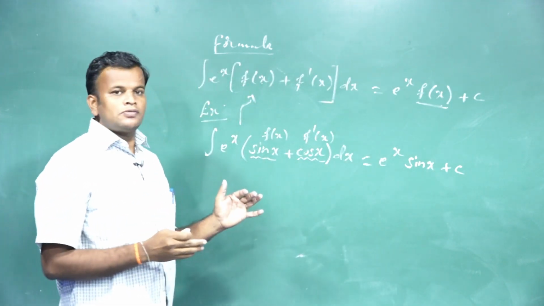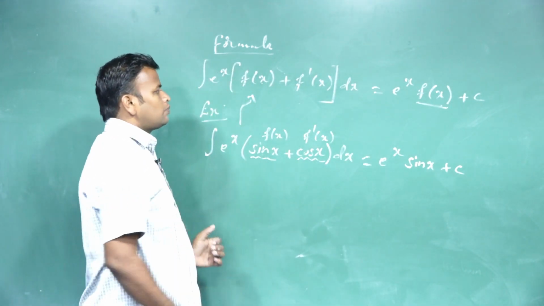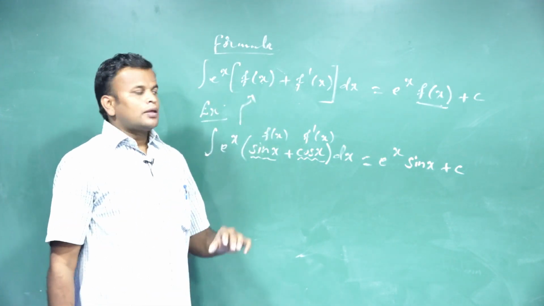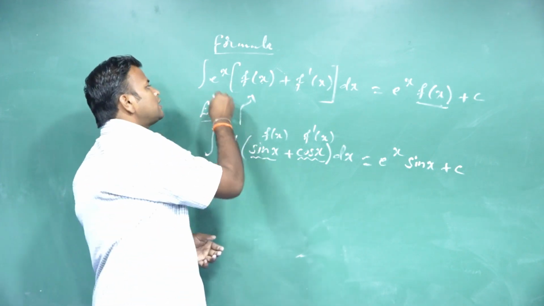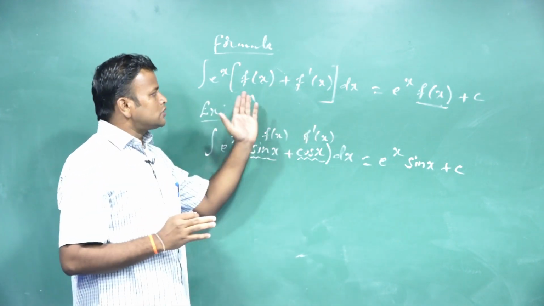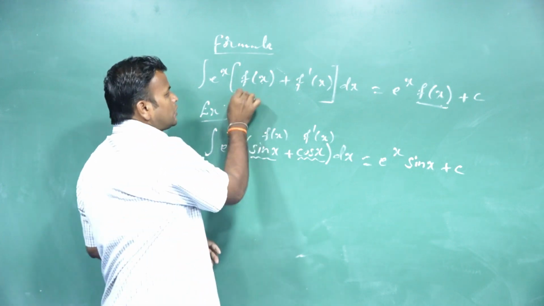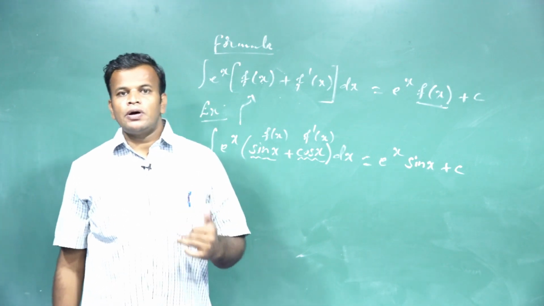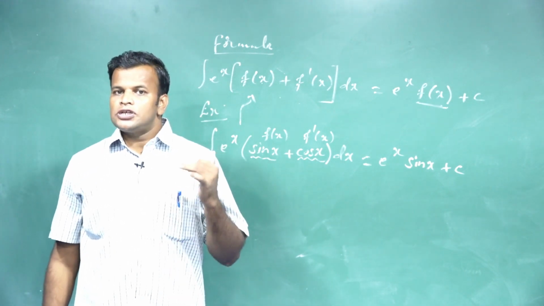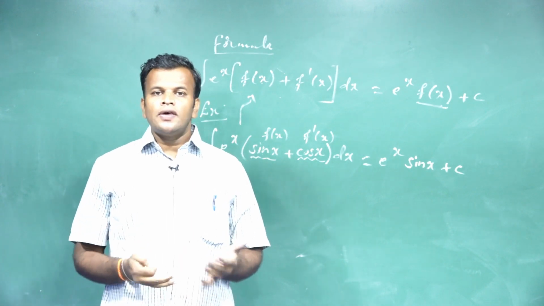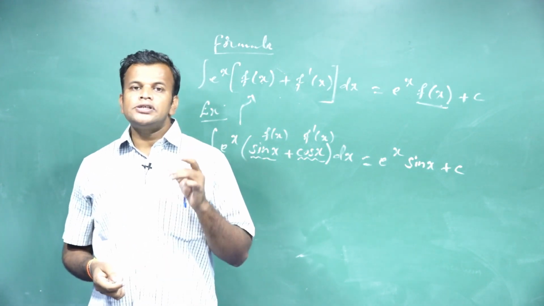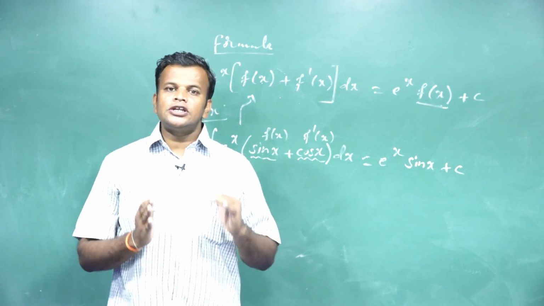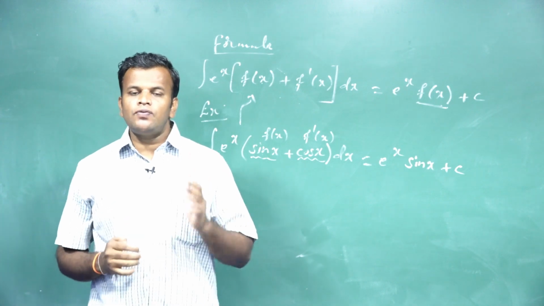So in the next exercise we see problems of this kind. In one or two sums the shape is given directly. In other problems it is given indirectly; we simplify the sum of these two terms, then the shape will come, and then we use this formula. The formula is the integration of e power x into f of x plus f dash of x into dx, whose value is e power x into f of x. What is the difference between f of x and f dash of x? One time differentiating f of x with respect to x is nothing but f dash of x.